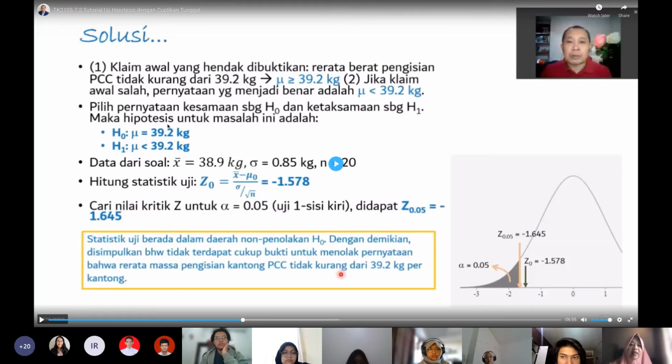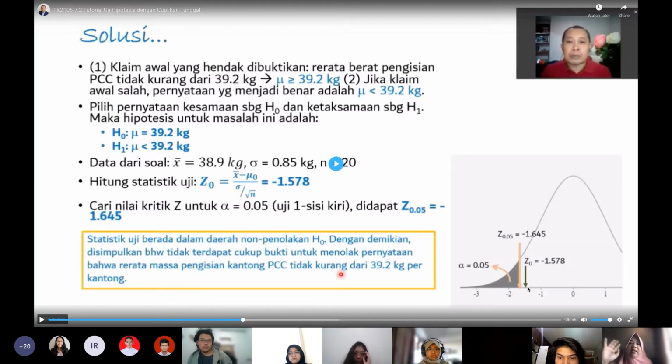And because it is one side, yeah, the H1 is one side, then we have to find the area on the tail, the left tail there, atau bagian terluar, about 0.05. Okay, and then we have the z critic is actually minus 1.645. That tells you that the z0 equal to just inside here, but we can't say dengan demikian maka pernyataan itu benar. We can't say that, yeah.